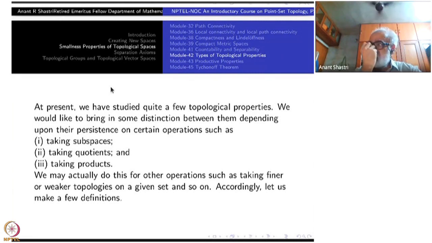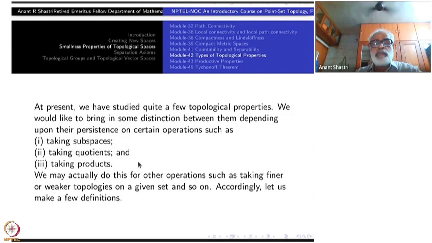So what we would like to do is look at a topological property for a space. Will it be automatically true for a subspace? Will it be true for a quotient space? If it is true for several spaces, then will it be true for the product space? So these are the questions which keep bothering us. So we would like to do that in a systematic way, as much as possible to begin with in one single place.